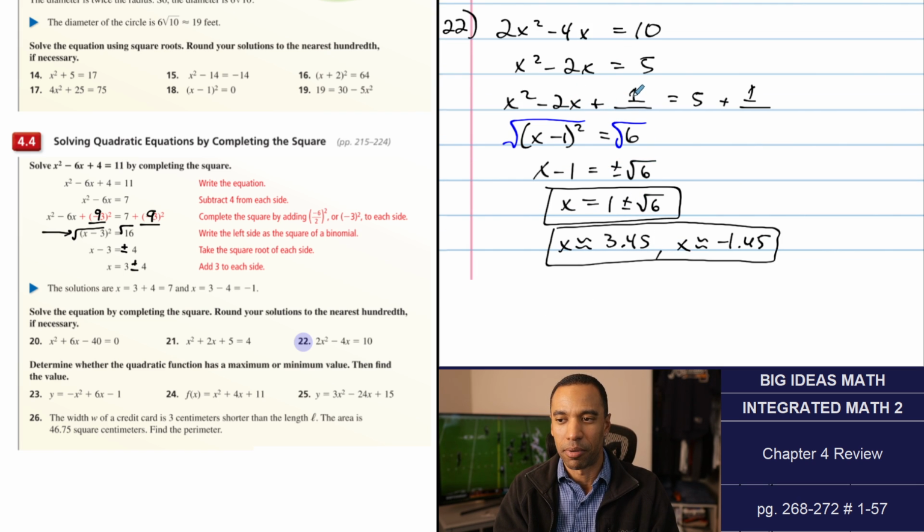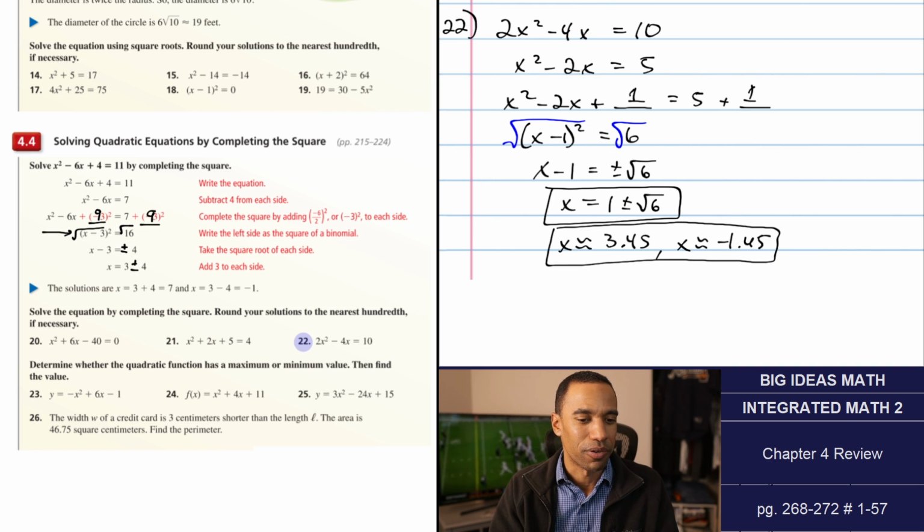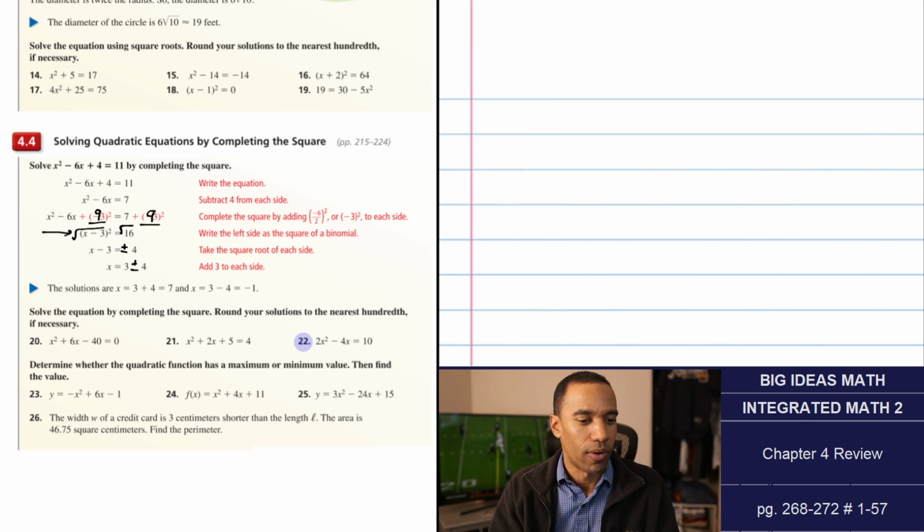I don't know if it's just the same question writer that can't seem to do any completing the square other than a bunch of these ones with ones and just get these same answers over and over. So, okay.